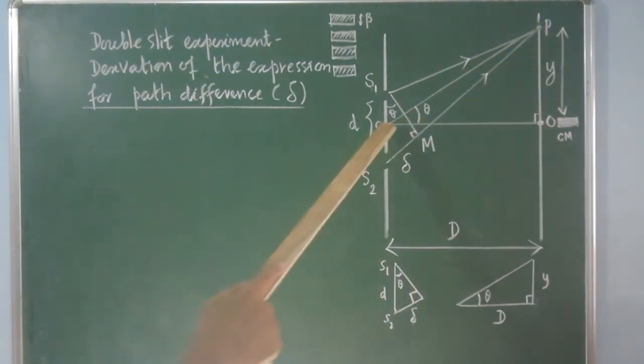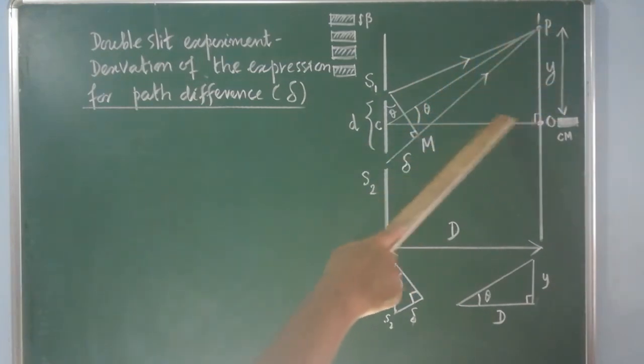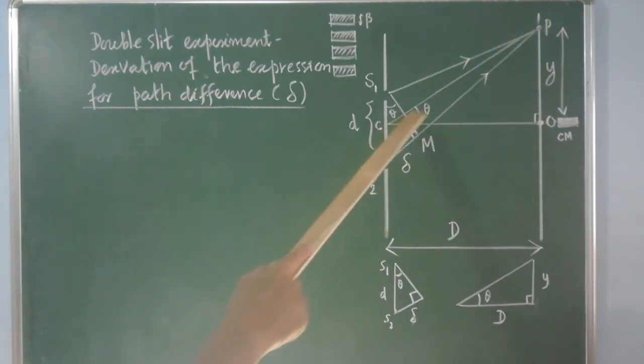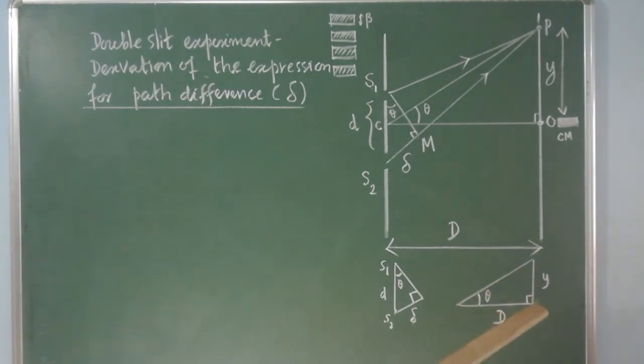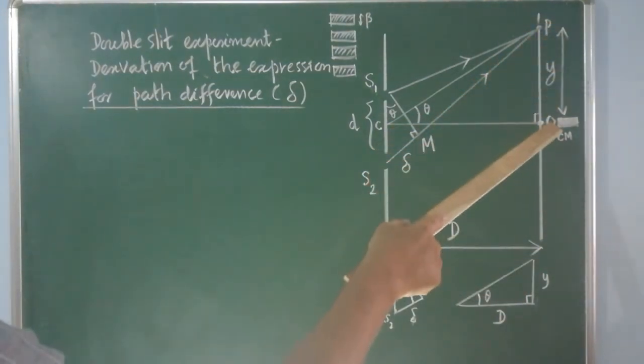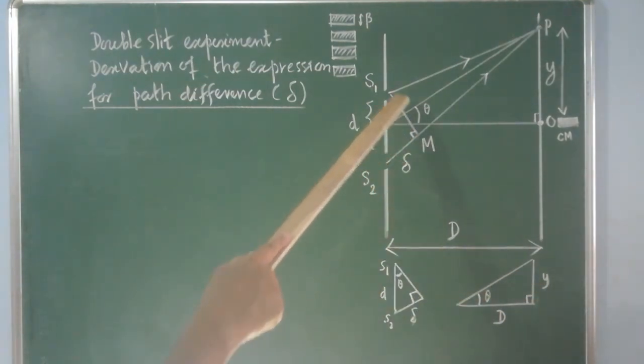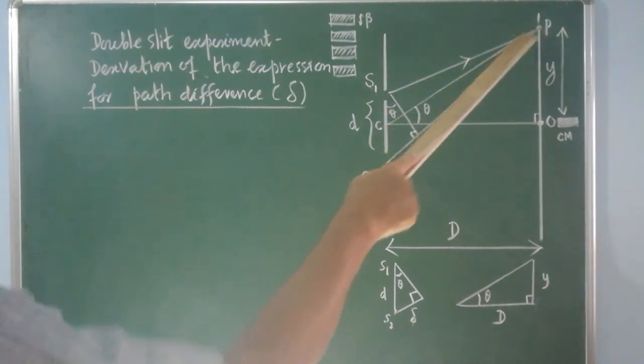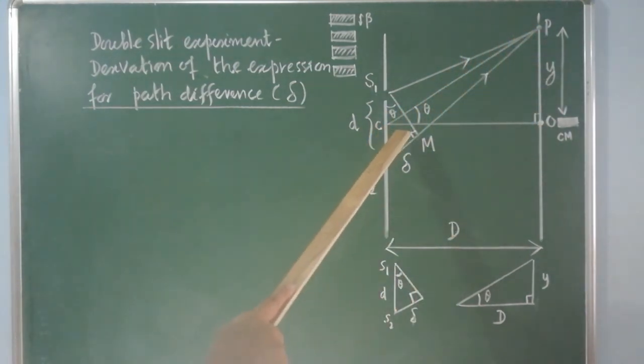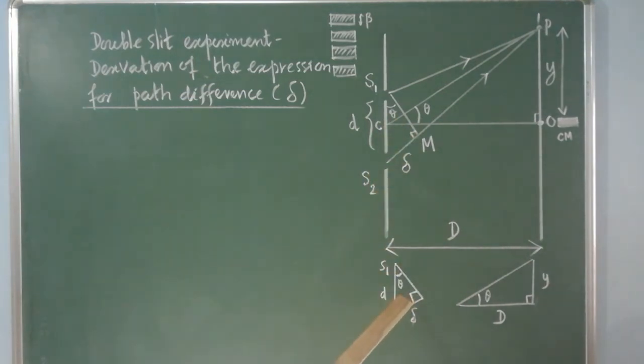Here you are getting another triangle, a bigger triangle. Here one perpendicular is there. Look at the same triangle drawn here. Same theta, the distance between C and O is capital D, and the distance between P and O is y. Are you clear? These two triangles are similar, though their sizes are different; they are similar in all aspects. By using these two triangles alone, we are going to derive the expression for path difference.